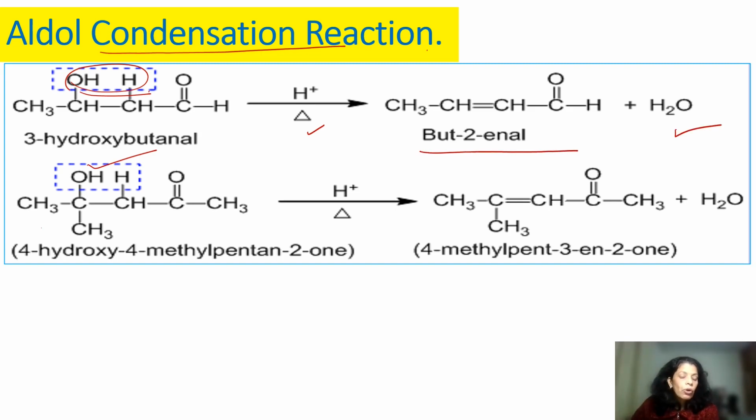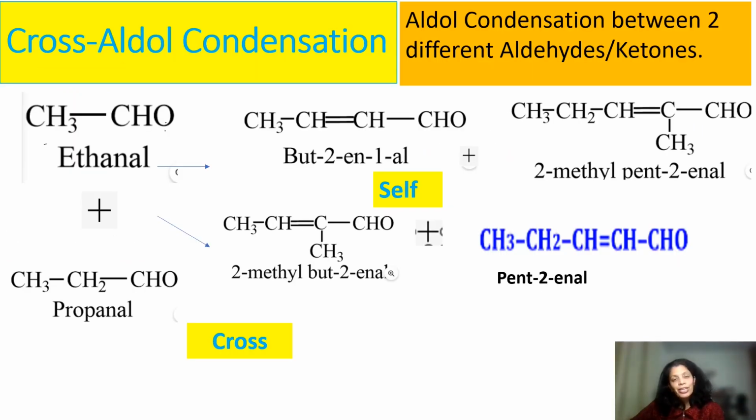Similarly, when 4-hydroxy-4-methylpentan-2-one is heated, water molecules move out, resulting in the formation of a double bond, and the product formed will be 4-methylpent-3-en-2-one. When two different aldehydes or two different ketones having alpha hydrogen atoms combine with each other, that will result in the formation of a large number of products.